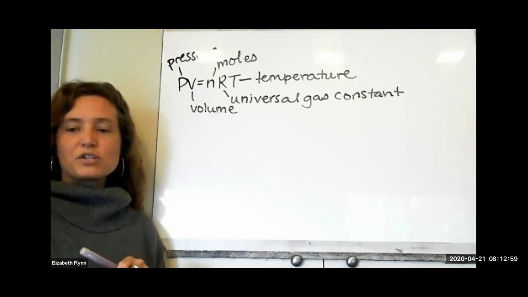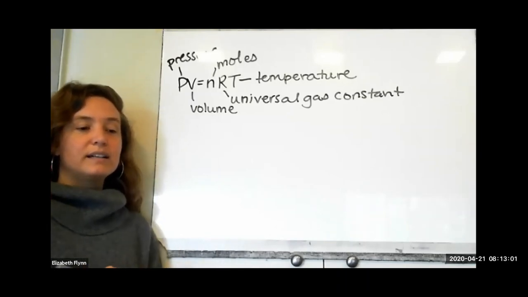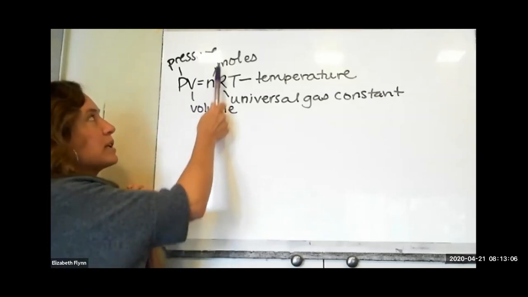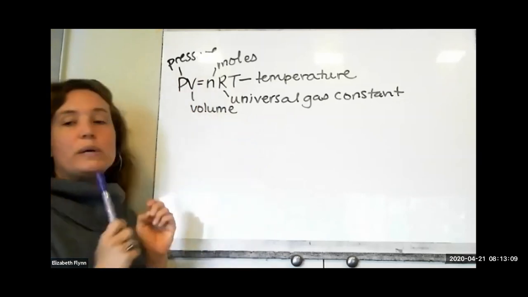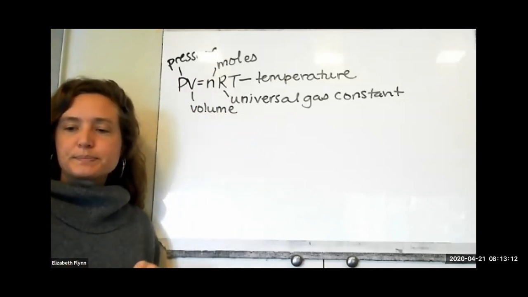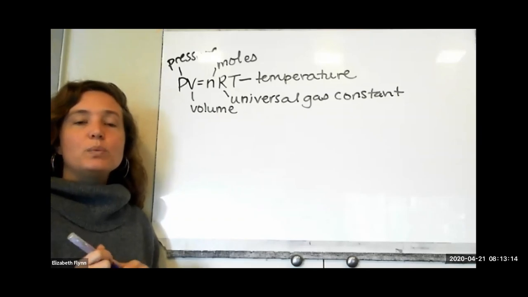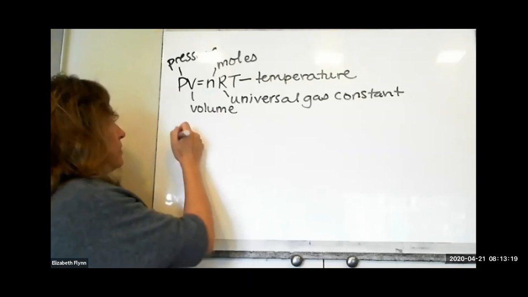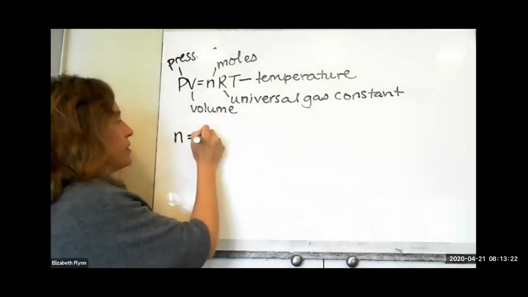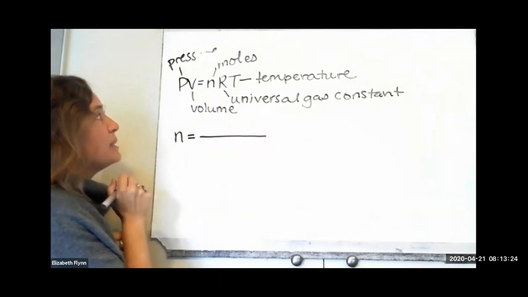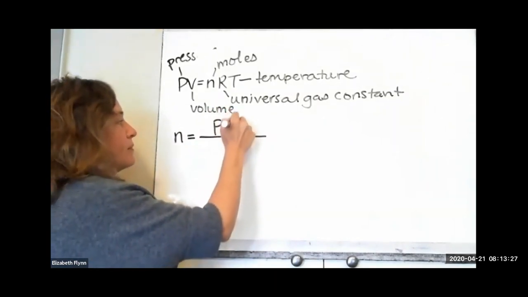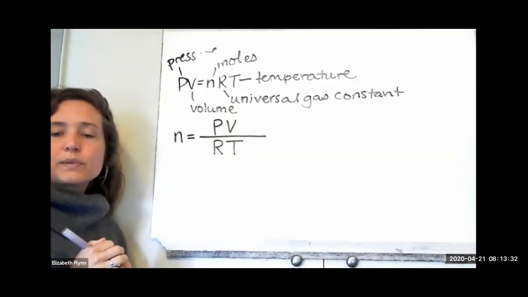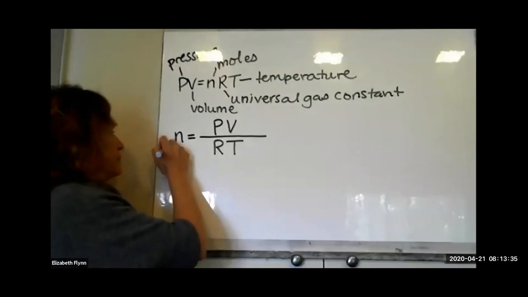Yep, pressure, volume, temperature, mass, right? Moles are in the ideal gas equation. How do we get moles? Yeah, exactly. We can rearrange this equation to solve for moles. So let's do that, right? n is equal to, therefore, PV over RT. Right? Moles.